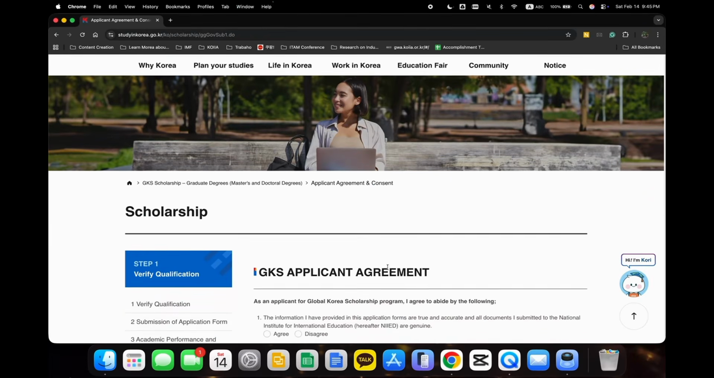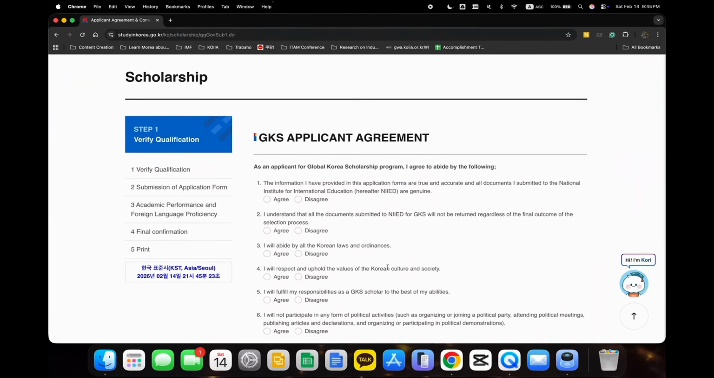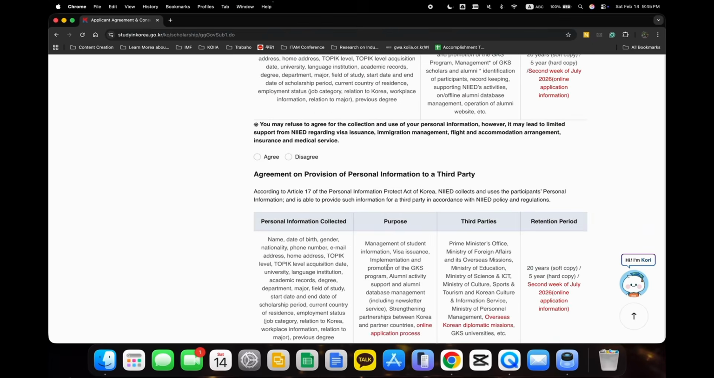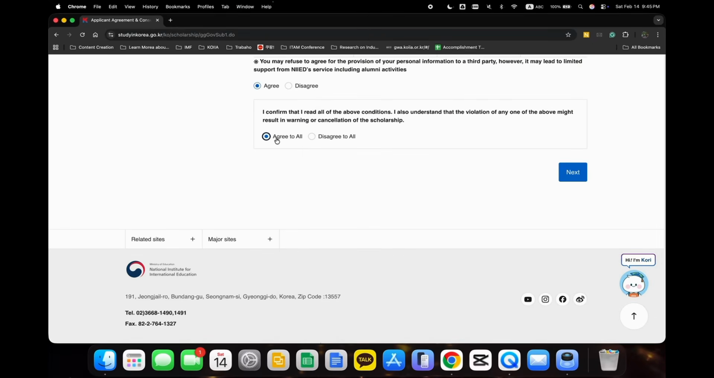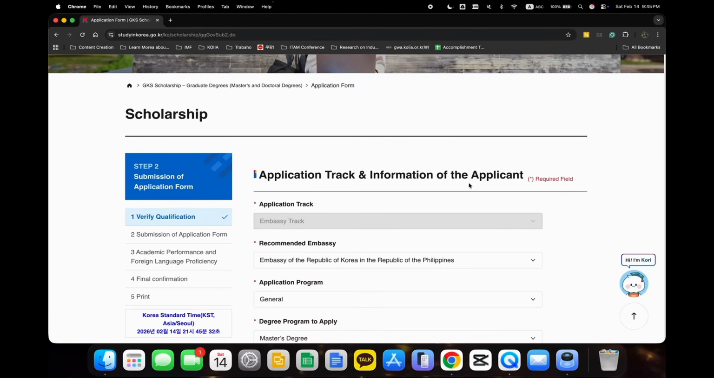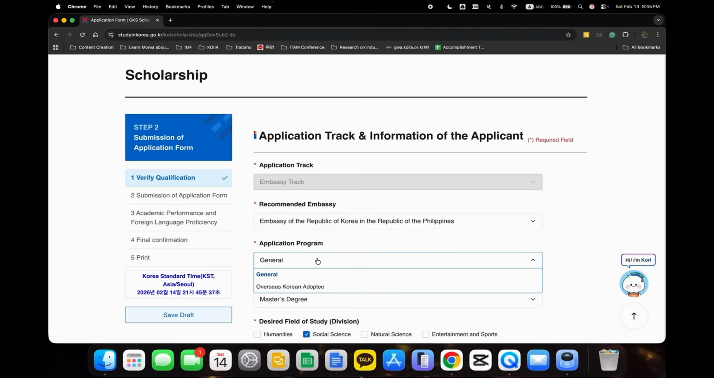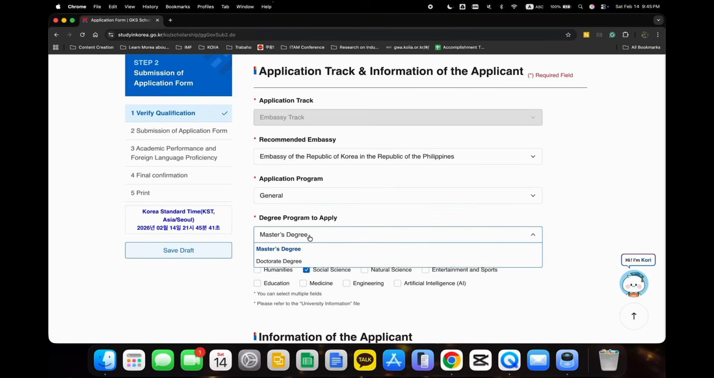Scholarship. This is the first thing that you'll see, the GKS applicant agreement. In the GKS form, I think it's form 9 or form 8, I'm not sure. But instead of checking each box, just click agree to all. Now your information. This is only applicable for embassy track. And then once you click that, you'll be notified by the country. Again, select everything. Mine is general master's degree.